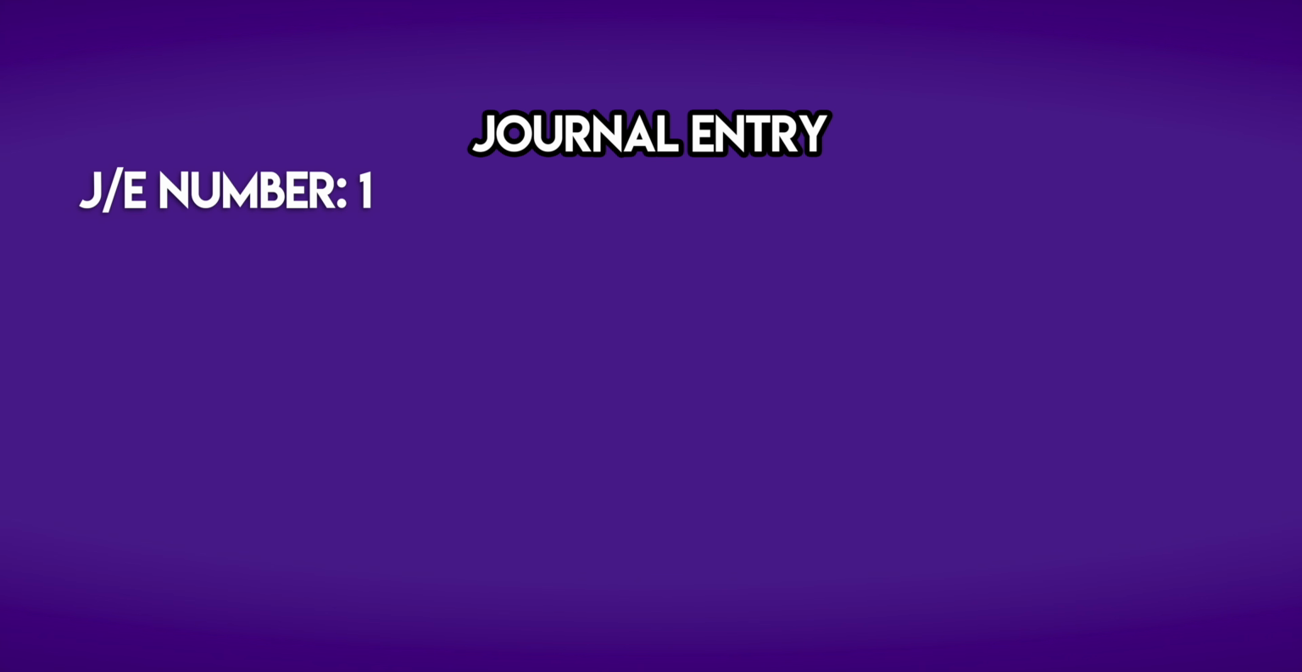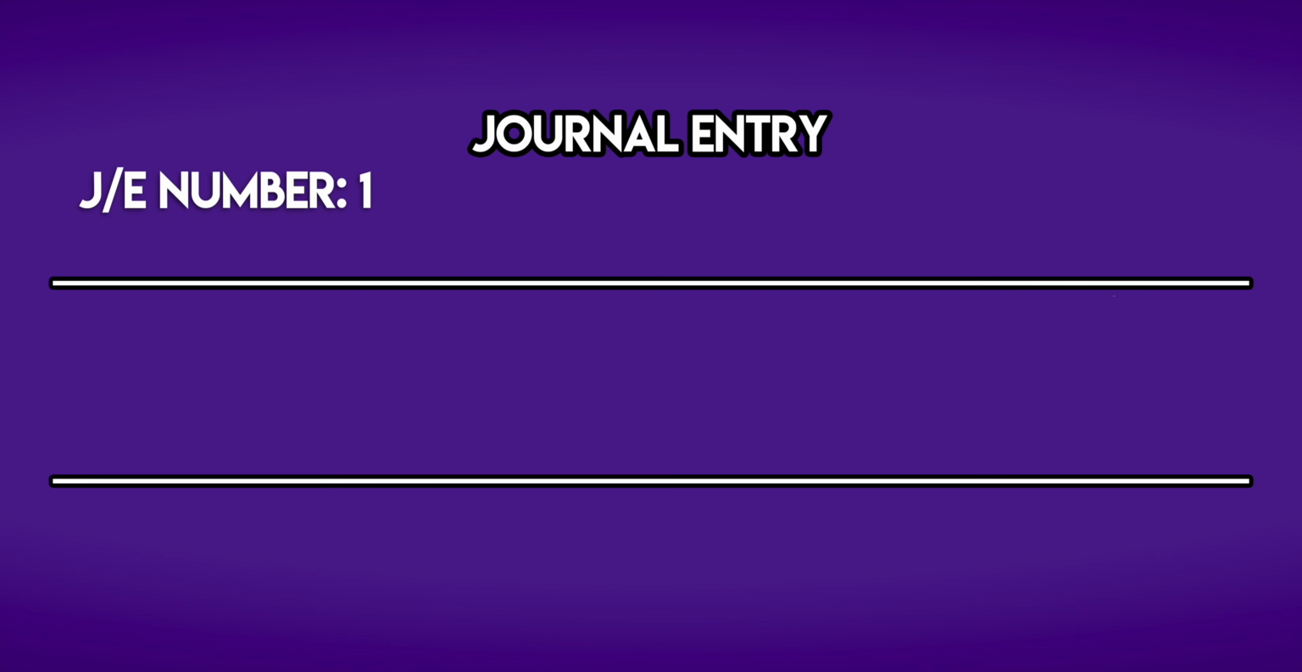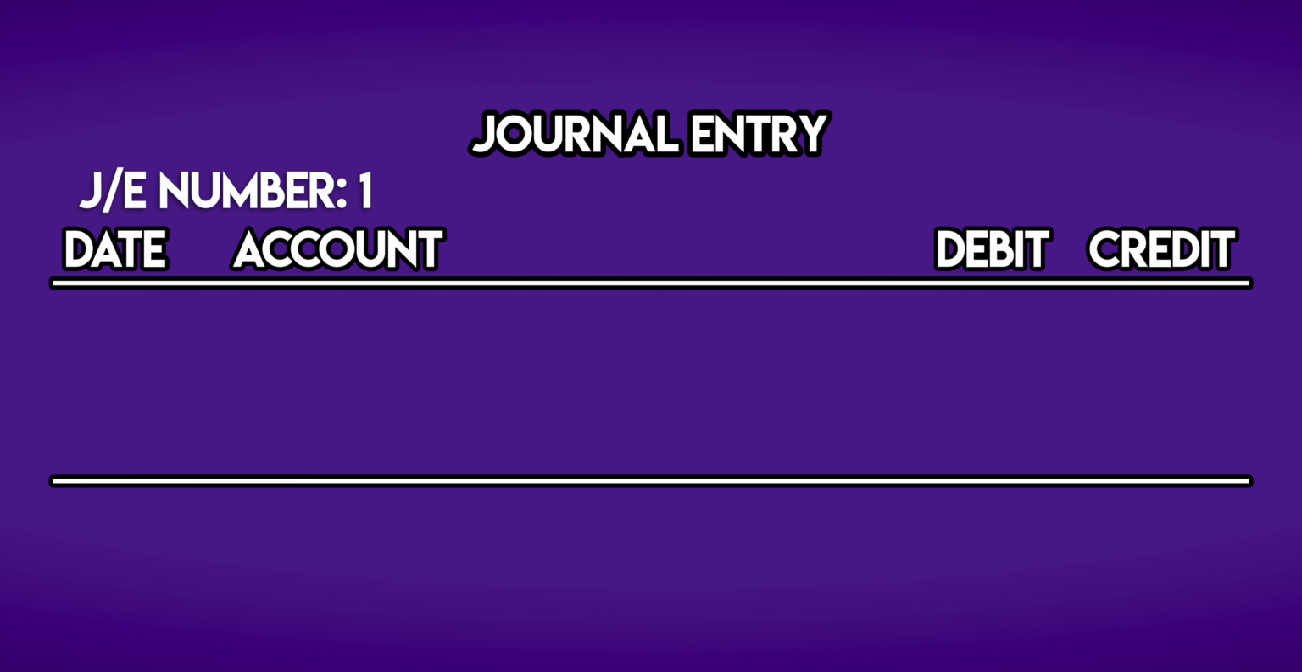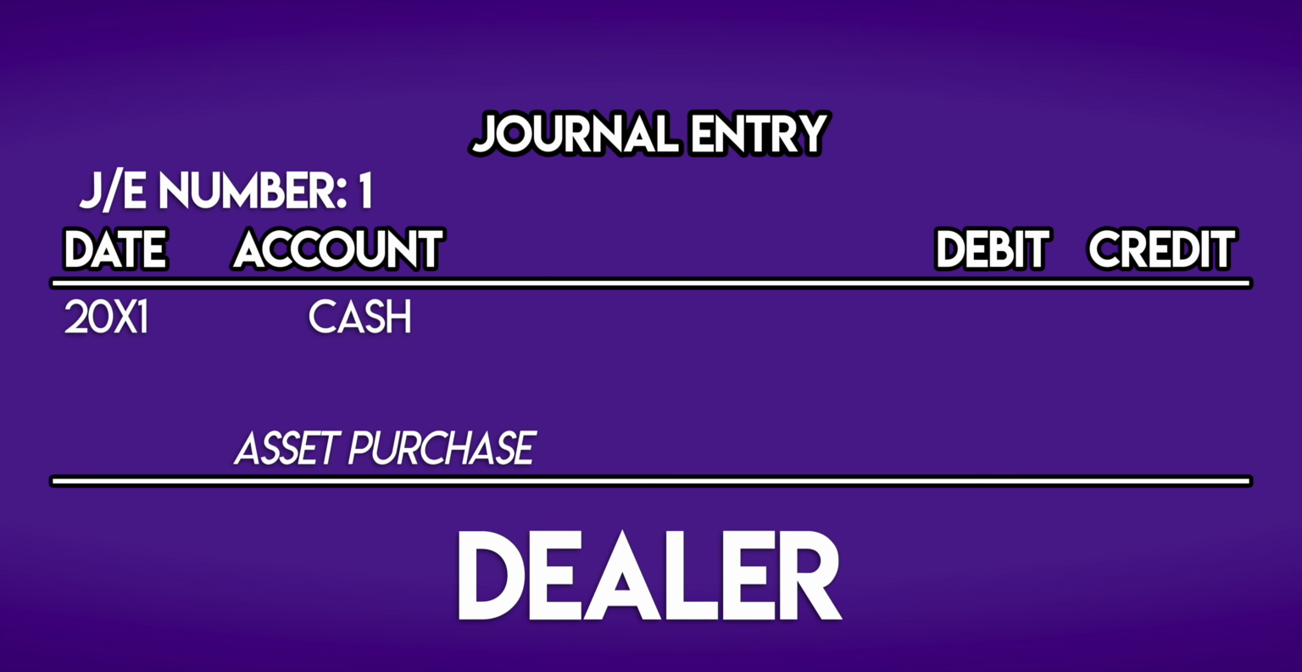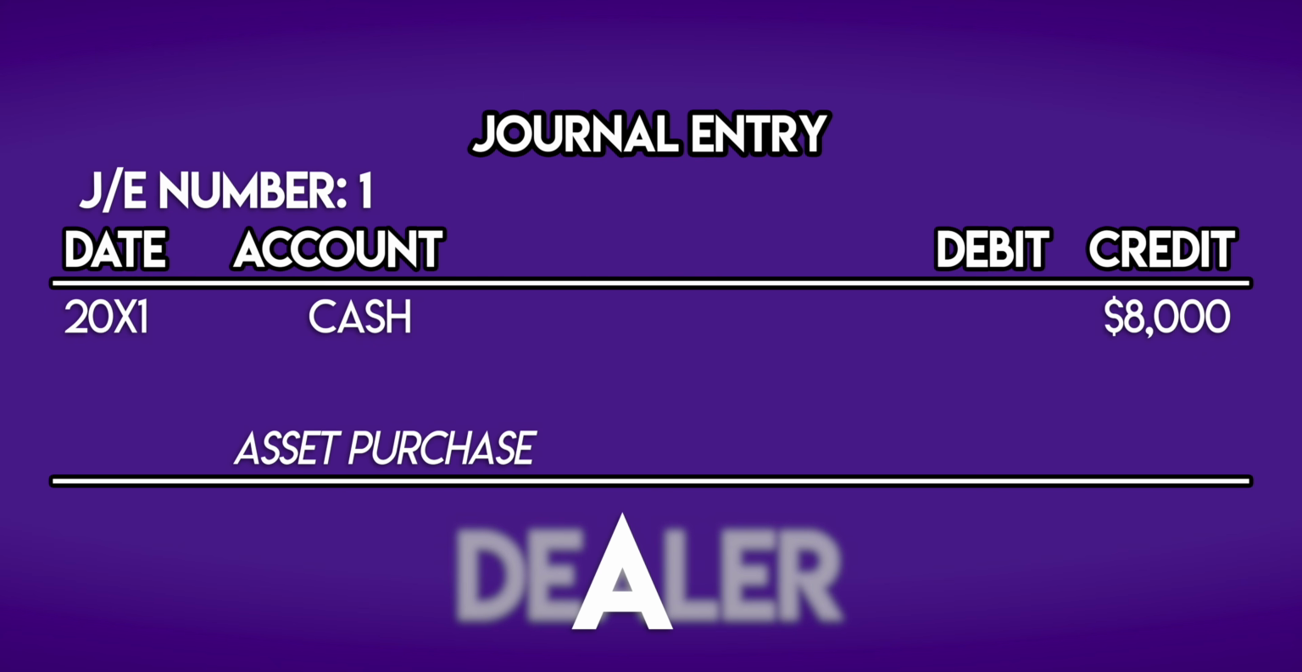This is journal number one, and as usual, it has 4 columns. Date, the account affected, debits, and credits. You're going to post this in year one to record your asset purchase, but which accounts will be affected? We know that cash needs to go down by $8,000. Cash is an asset, the A in DEALER, so it's a normal debit account, which means that debits increase it and credits decrease it. So we'll credit your cash account by $8,000 to decrease its value in your balance sheet.